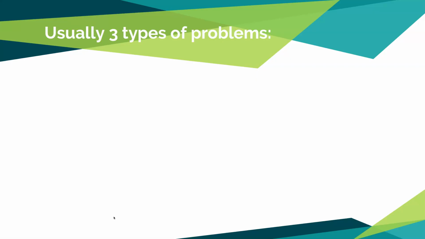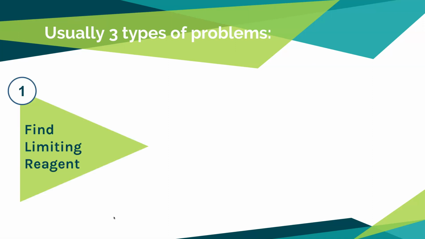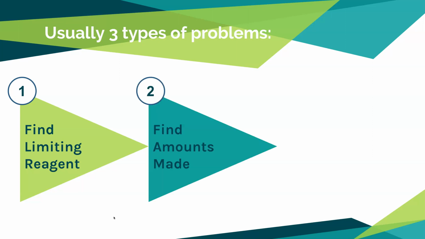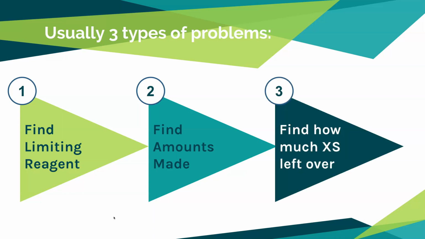So we tend to have three types of problems when we are doing limiting reagent stoichiometry. The first type of problem is just determining what is the limiting reagent. Simple enough. The second one is determining how much we made of product. That's like what you've been doing with regular stoichiometry, determining the amount of product produced. And then now we also have finding out how much excess is left over. So we're going to go through all three of these to see how they work and ways to solve them.